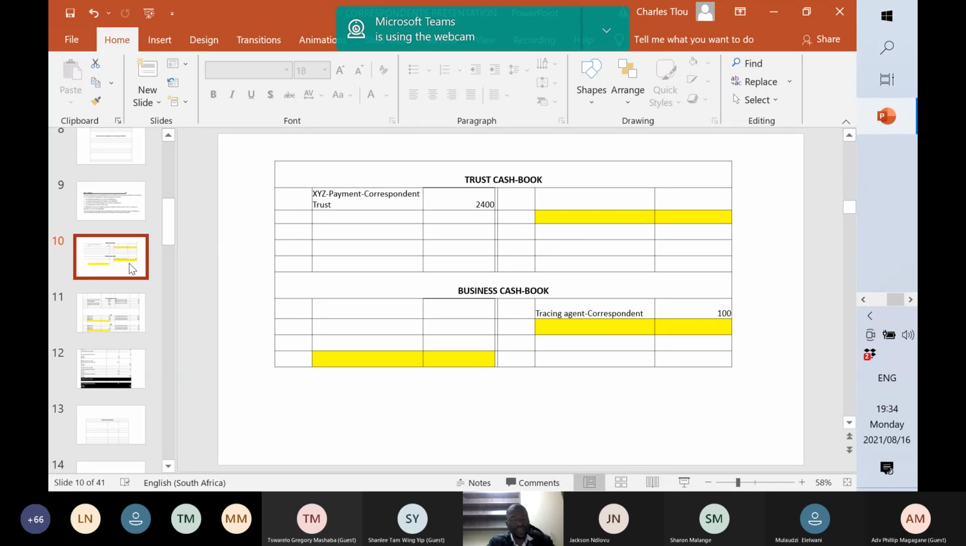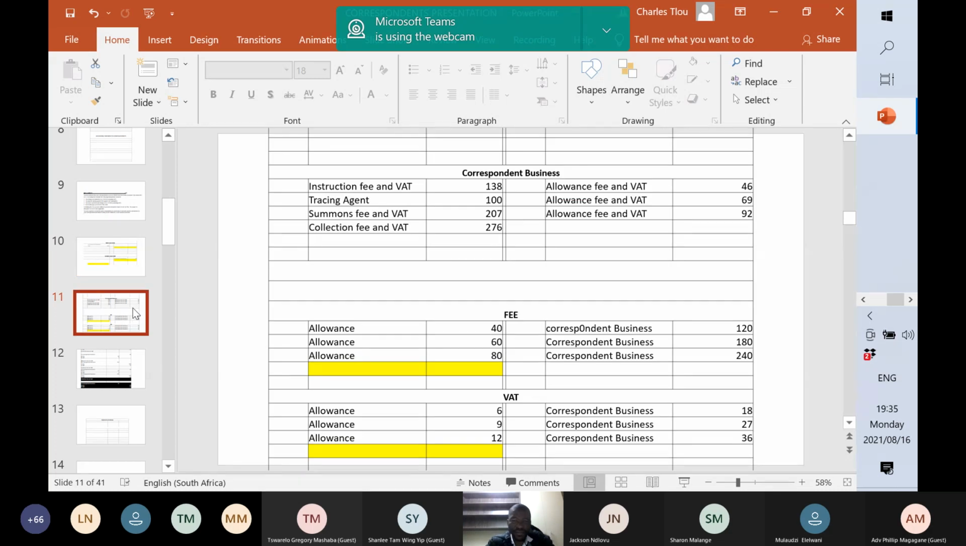Which account do we balance to see how much we are owed by our client before we can pay ourselves? I think it's the business. Correct. It's the business ledger of your client. In this case, we've got the correspondent business ledger account. Let's go to the correspondent business ledger account and balance it.